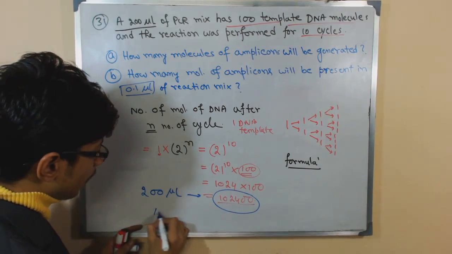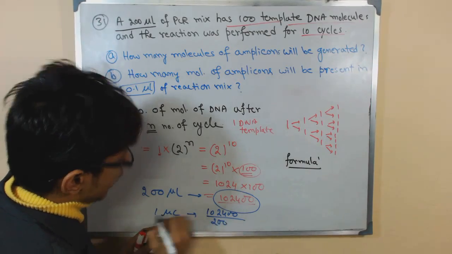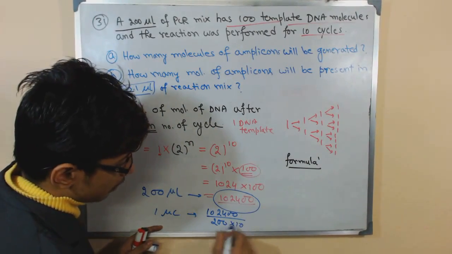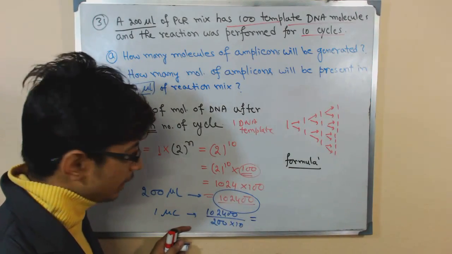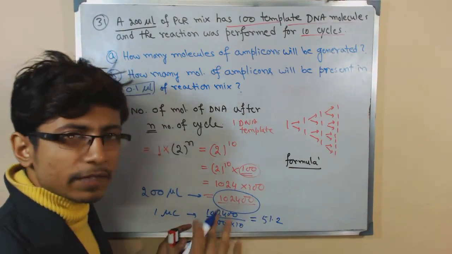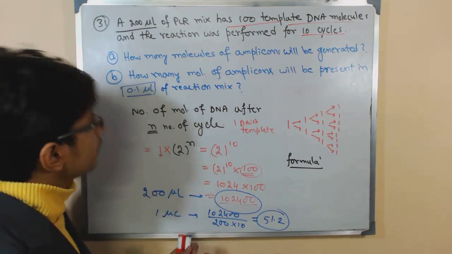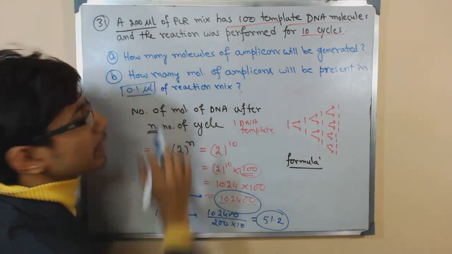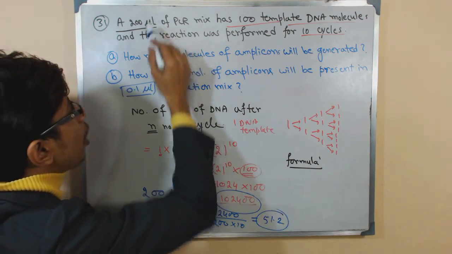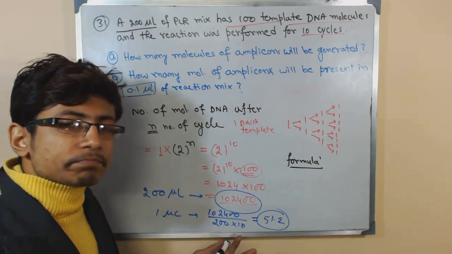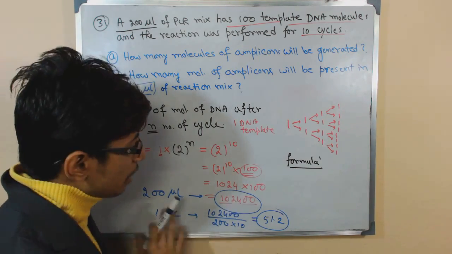Very easy. For 1 microliter of the reaction mix, it is going to be 102400 divided by 200, and for 0.1 microliter we divide again by 10. Ultimately we get the value 51.2. I've calculated it earlier, so I know it is 51.2, and this calculation is very easy. If we have this number of DNA molecules in 200 microliter of PCR mix, what is the concentration in 0.1 microliter? They are all in microliters, the same unit, so no unit conversion, no complications, a fairly easy calculation.